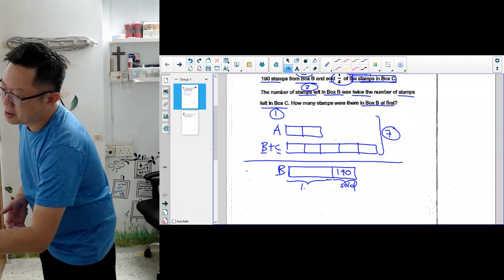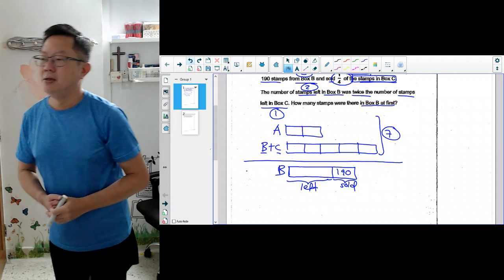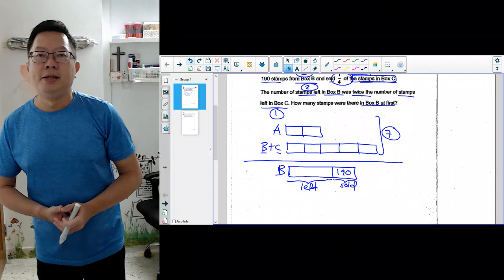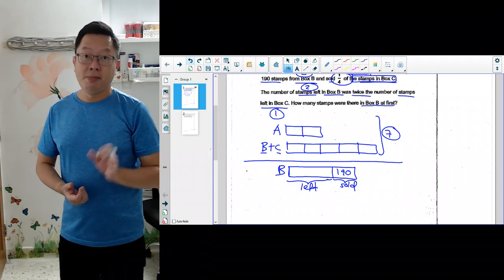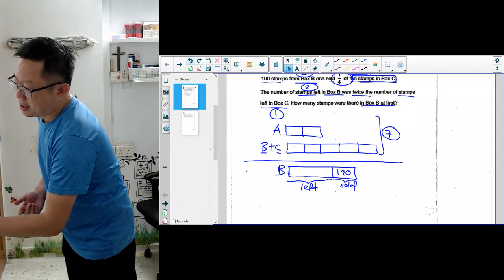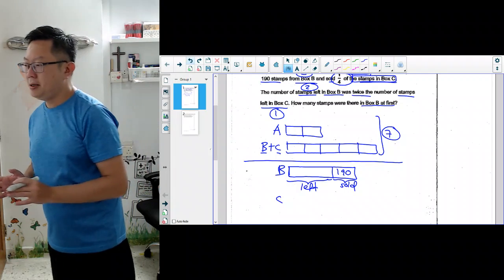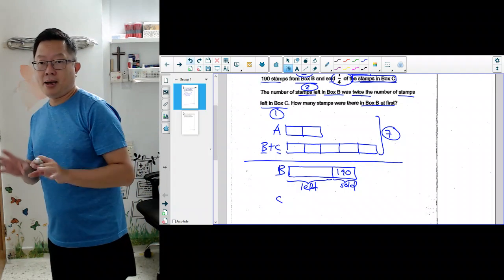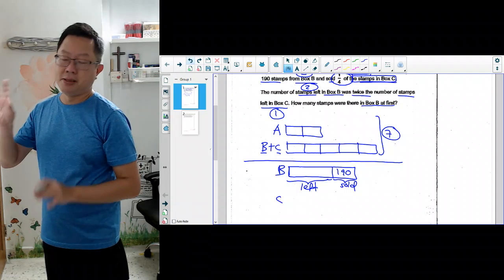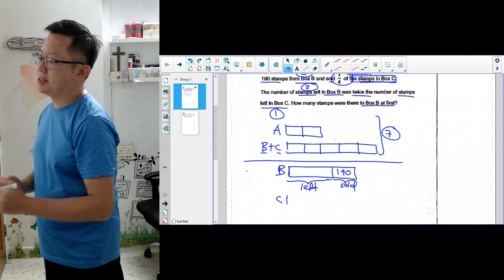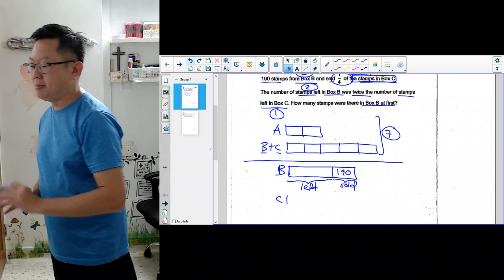So a good model drawing will need to have labels, because the labels will tell you what they represent. And then he sold 1/4 of the stamps in box C. So again, I would like to have a separate rectangle for box C, so that you can really compare the model above and the model below. So again, I don't know whether there are more stamps in box C or fewer stamps in box C.